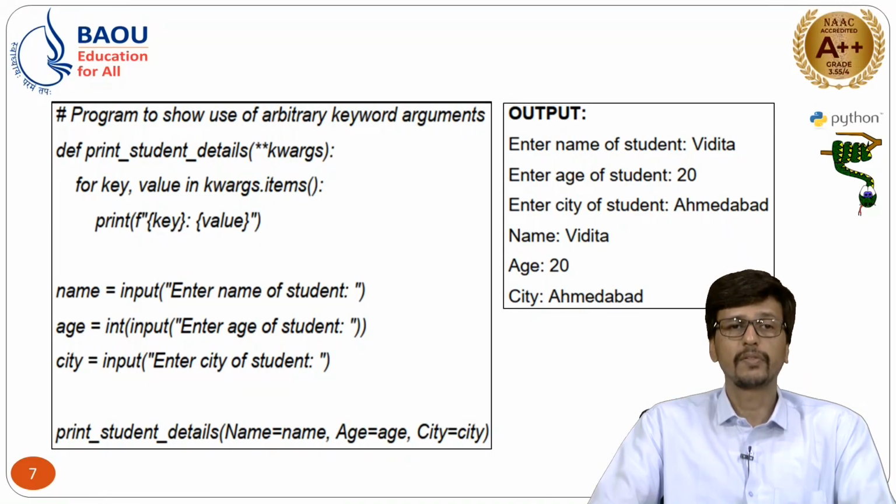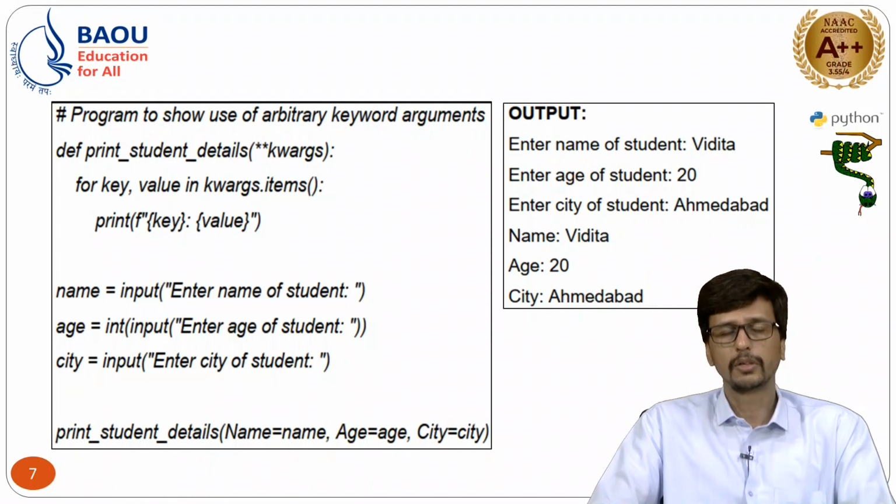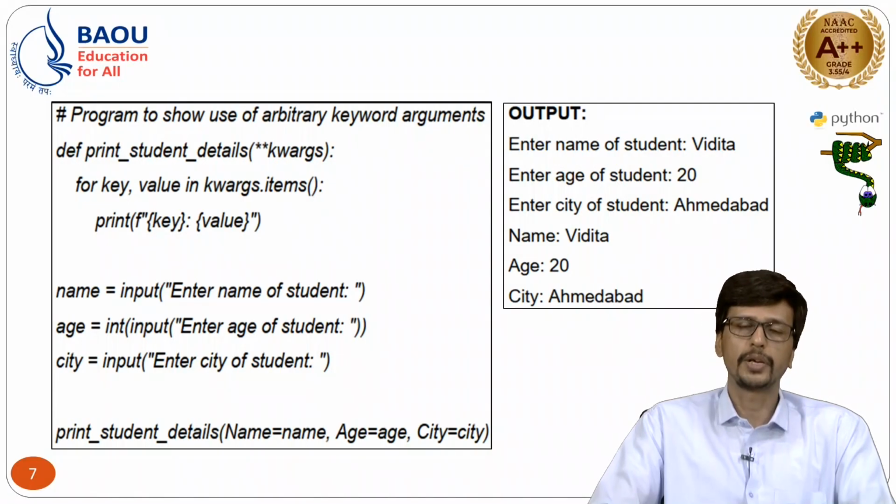So we have defined one function, print student detail. Here the asterisk, 2 asterisks, is compulsory, and kwargs is only for your knowledge, that we are using the keyword argument. You can use any valid identifier name here. Then after, in the for loop we are using key comma value, because whatever value you are passing is in the form of a dictionary.